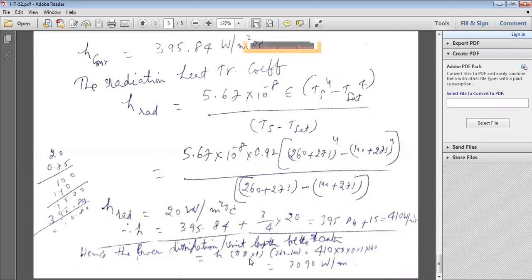So H into pi D L into delta T excess: the calculated value 410 into pi 3.14 into diameter 0.01 into 1 meter into 260 minus 100, 160, gives 2090 watt per meter. Like that, you can solve some problems on boiling and condensation. So boiling first, and next class we'll go for the condensation aspects.